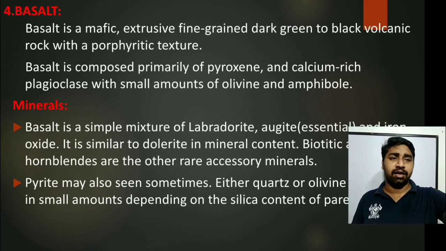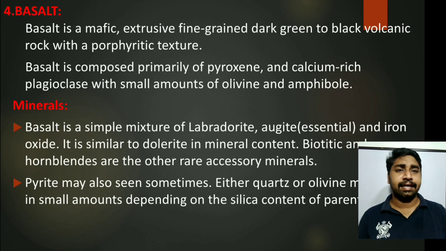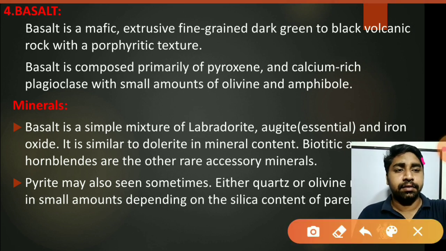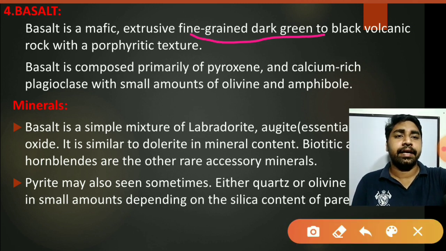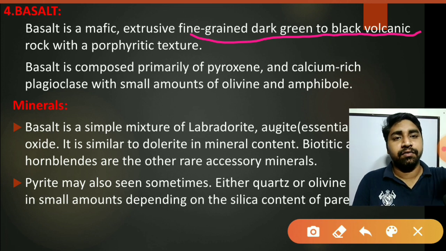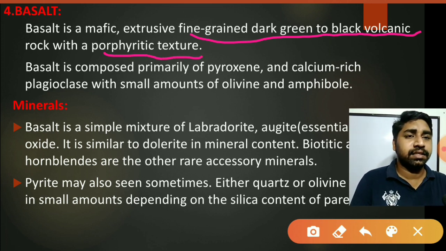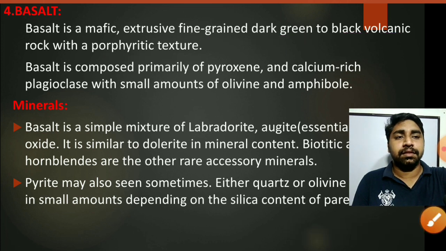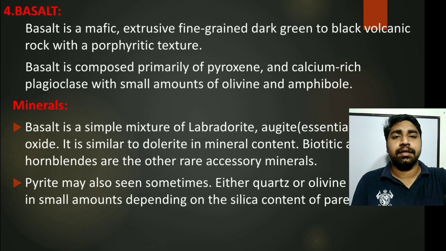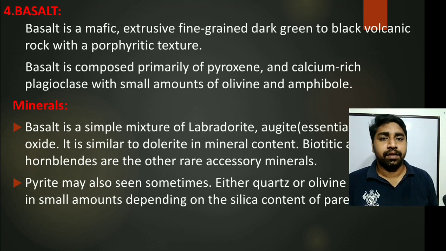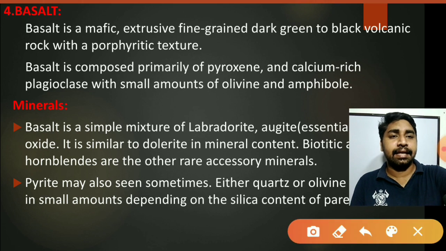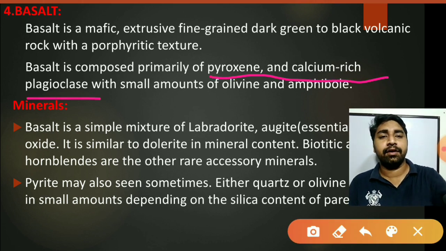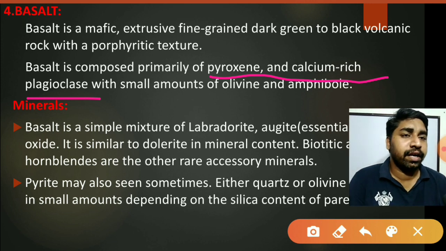That is the reason it is called an extrusive igneous rock. It is an extrusive, fine grained, dark green to black volcanic rock with a porphyritic texture. The texture of these rocks is porphyritic. Basalt is composed primarily of pyroxenes, and another important thing is calcium rich plagioclase, with small amounts of olivine and amphibole.